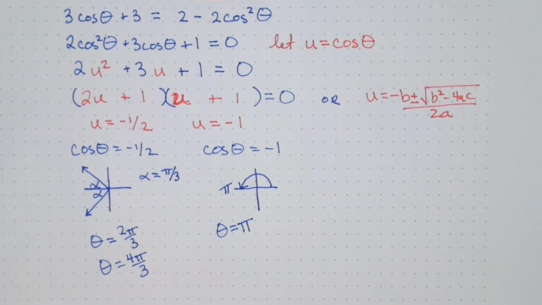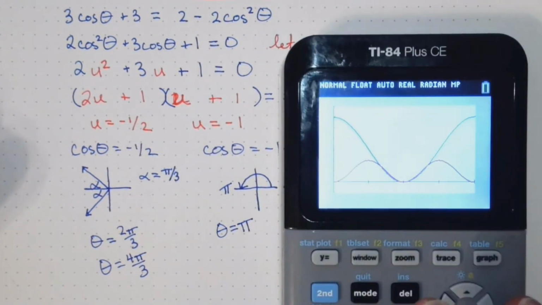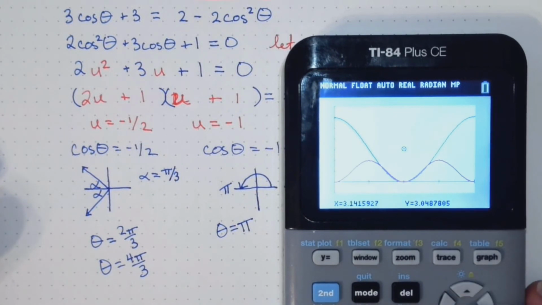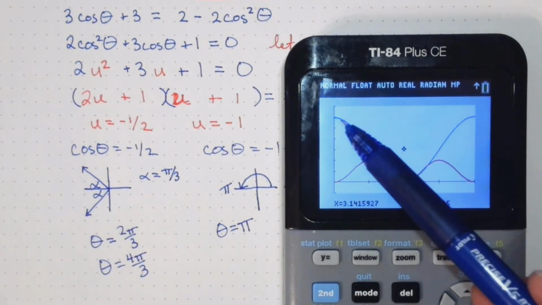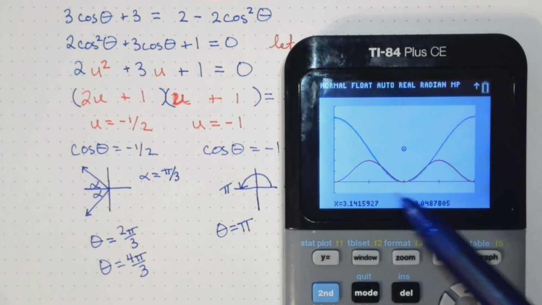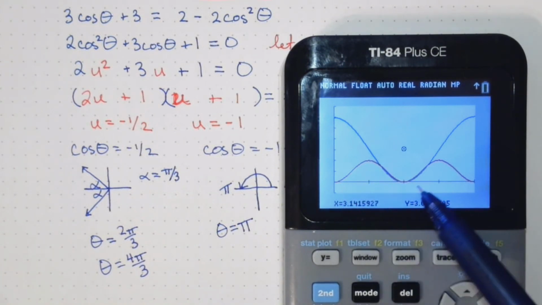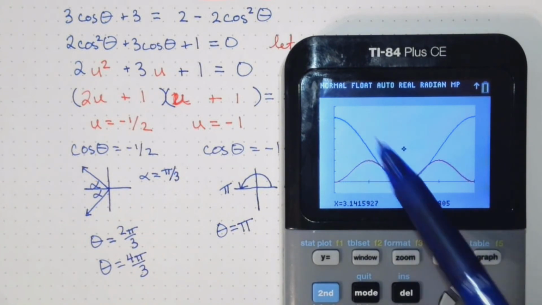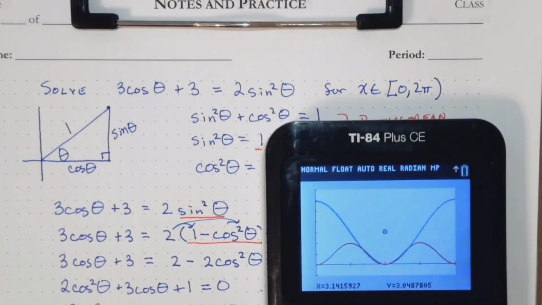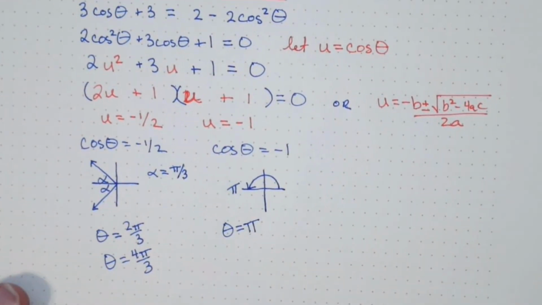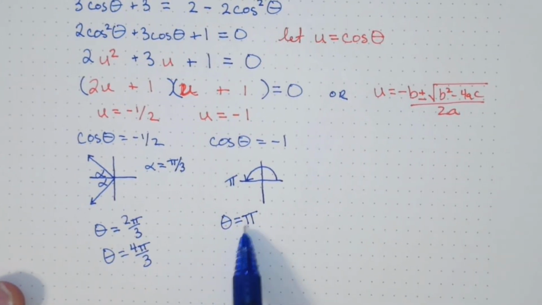So it seems like I have 3 solutions. I can check to see if that's as many solutions as I would have if I were to happen to graph. If I were to graph, I can look over here and I can see, hey, I've got 3 cosine of theta plus 3 up in the blue, and I've got 2 sine squared of theta in the red, right? Those are my original functions. And it does appear that they intersect 3 times. And those 3 intersections, right, are 2 pi over 3, 4 pi over 3, and pi.